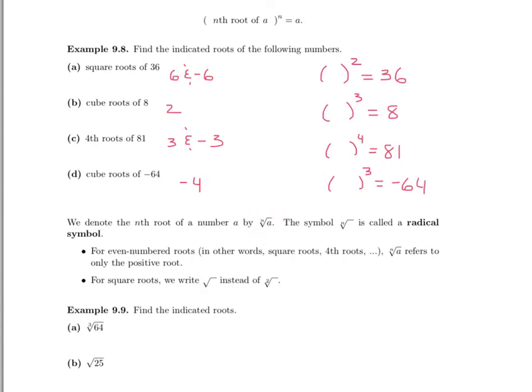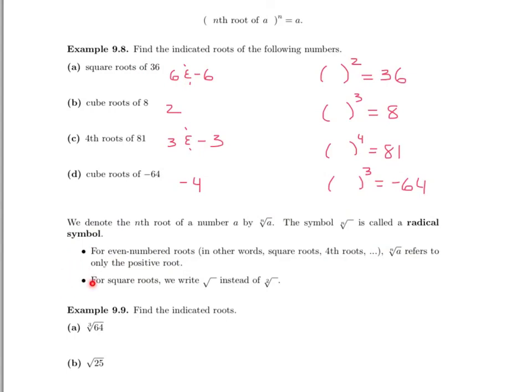Now, there are two important things to understand when it comes to using this notation, and I have them bulleted here. First of all, for even numbered roots, in other words, square roots, fourth roots, sixth roots, eighth roots, this symbol refers to only the positive root. So again, remember, when you're talking about an even numbered root, there's always a pair of them. One of them's positive, one of them's negative. In that case, this symbol refers to only the positive root. Otherwise, if it's an odd numbered root, this symbol refers to that one root.